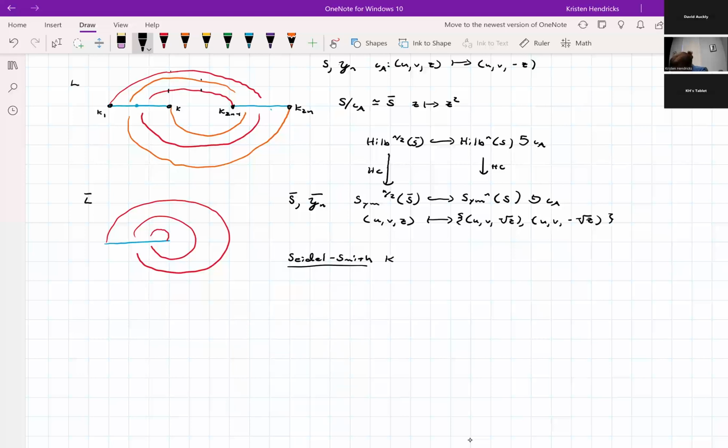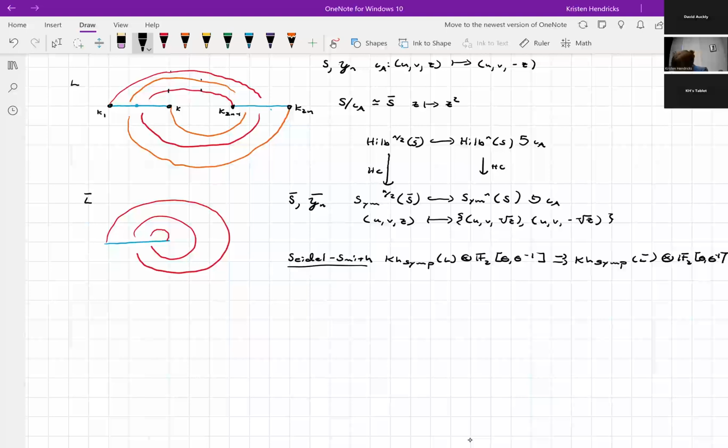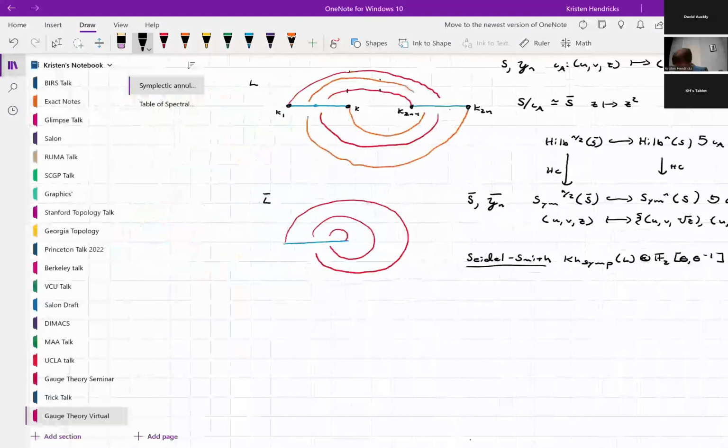that there is a spectral sequence from the symplectic Khovanov homology of L, manifolds upstairs, the larger space, to the Floer homology of the fixed sets, which is the symplectic Khovanov homology of the quotient link, tensor F2 theta theta inverse. All right, we're going to add that one to the chart.